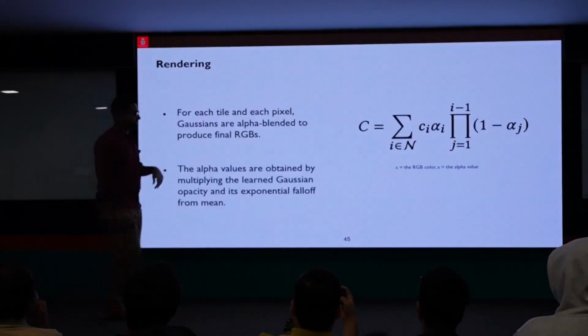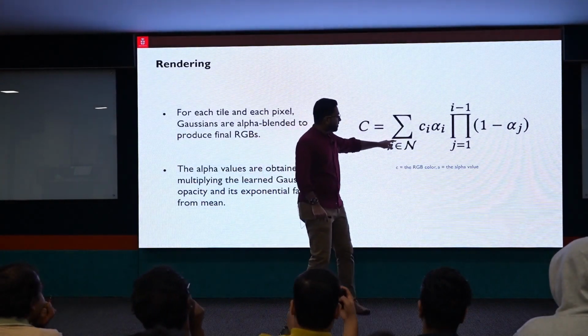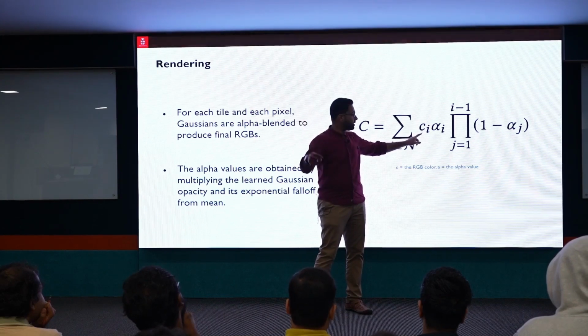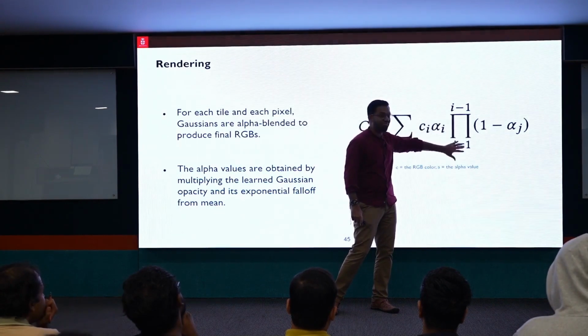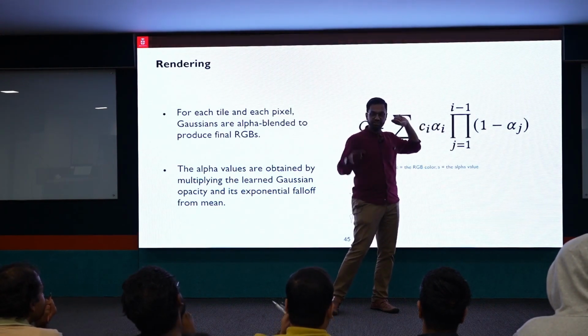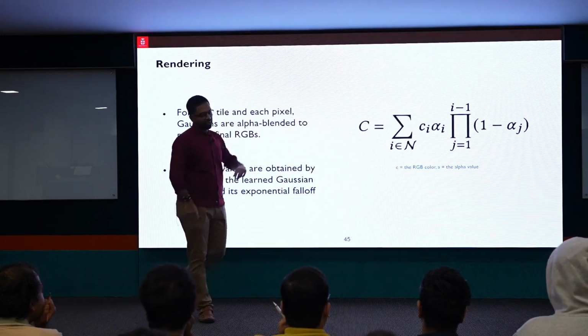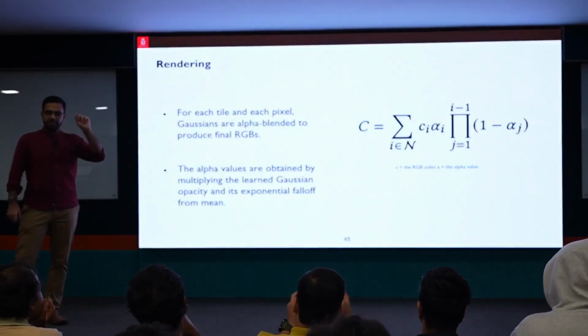Sorry, this is the blending equation. The color at any pixel is a combination of the opacity, the color of a certain Gaussian, and then a blending function. This blending function is basically the opacity of all the other Gaussians that you find along the way, the nearest Gaussians. So this is the blending function that we're going to use to blend all the Gaussians together. The C that you get is the color of that pixel.